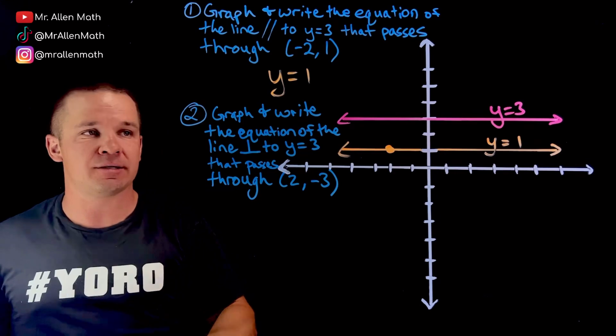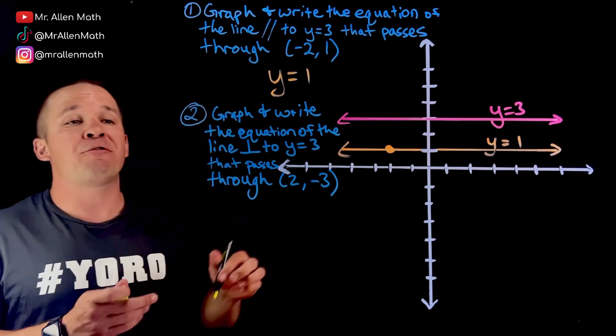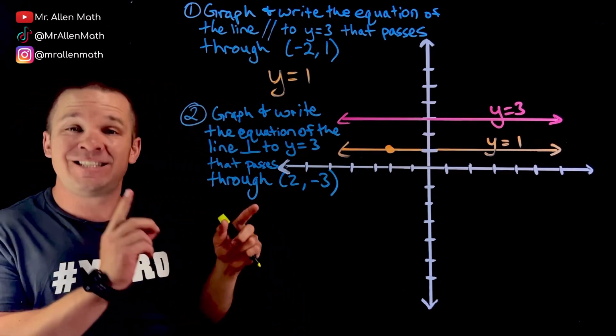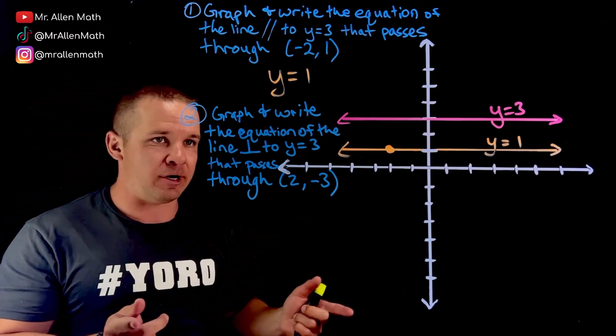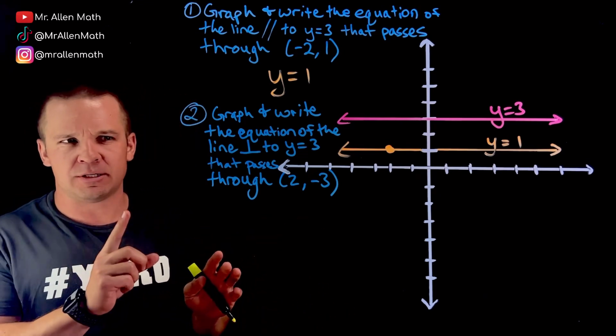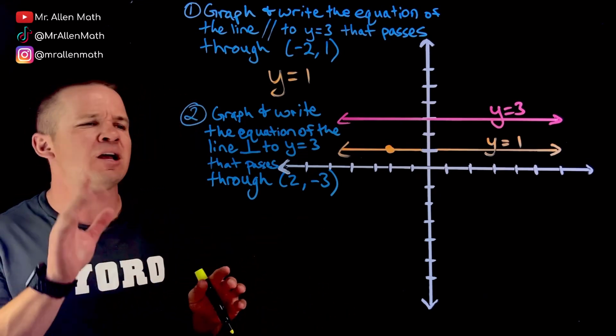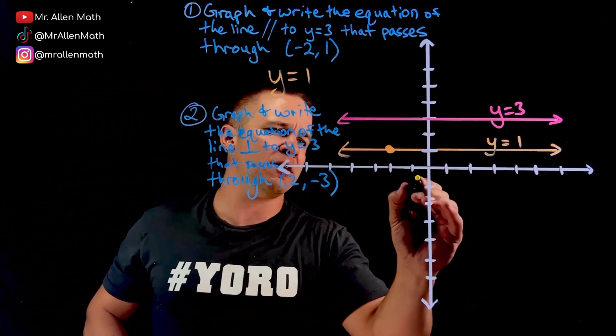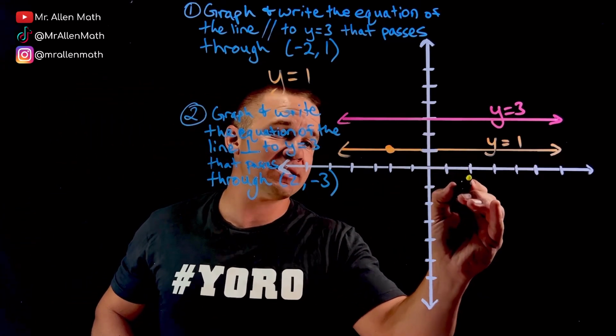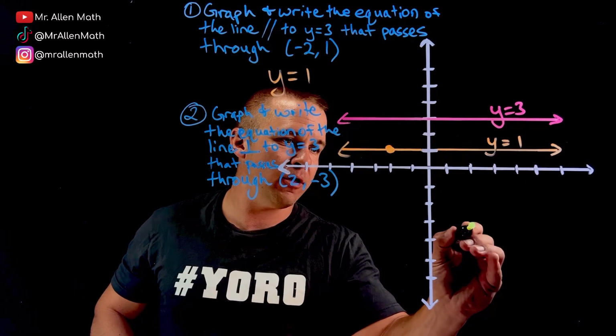Cool. All right, we got our equation there. That's awesome. Next one. We want to graph and write the equation of the line perpendicular to y equals 3. So now it's going to be perpendicular. It's a little different. And it's got to pass through 2, -3. Let's plot 2, -3. So 2 is my x and -3 is my y. There it is right there.